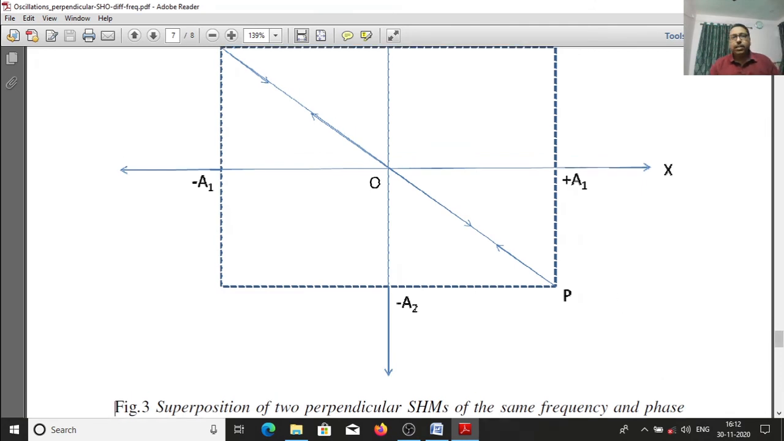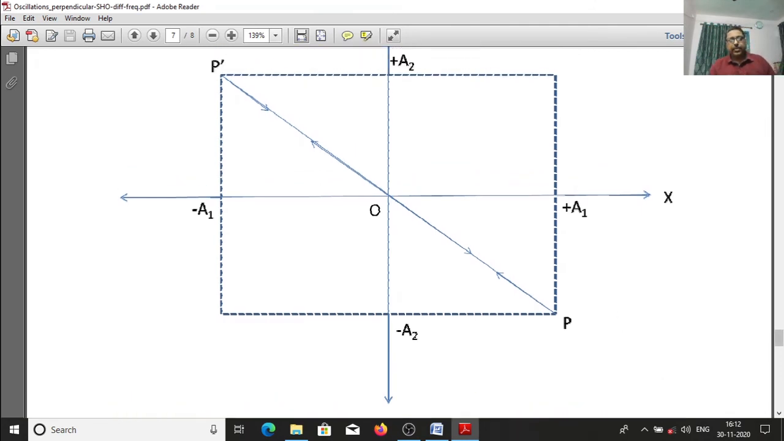That means like this. So the motion of the particle starts from here to here. The particle traces its motion along this straight line. The slope of the straight line is minus a2 by a1.